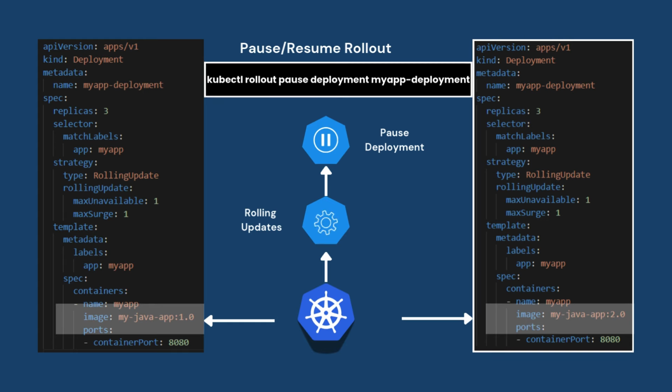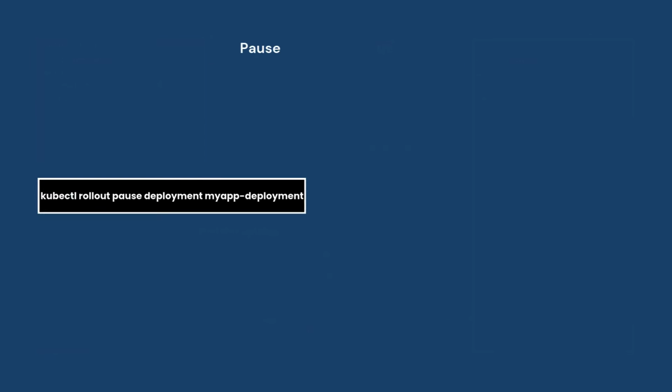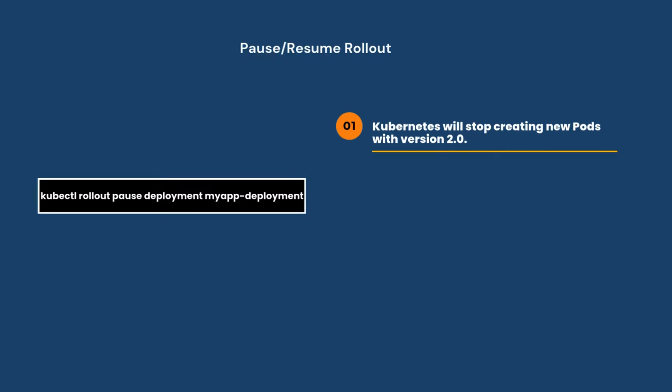kubectl rollout pause deployment my-app-deployment. So what happens when you run this command? Kubernetes will stop creating new pods with version 2.0.